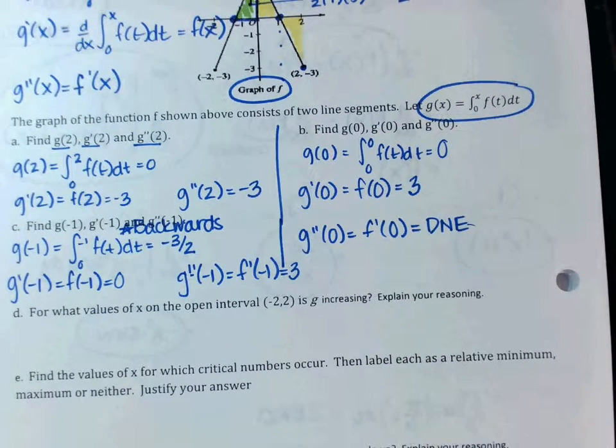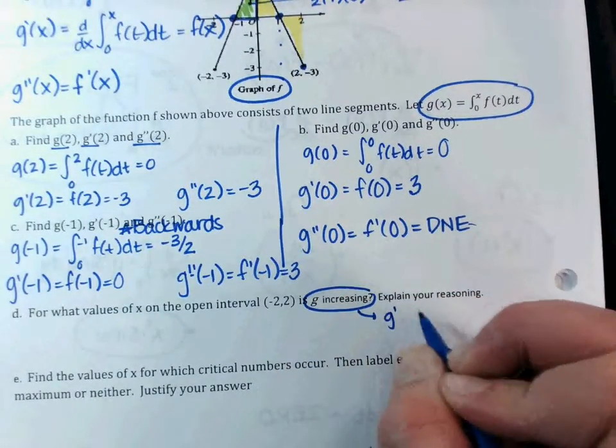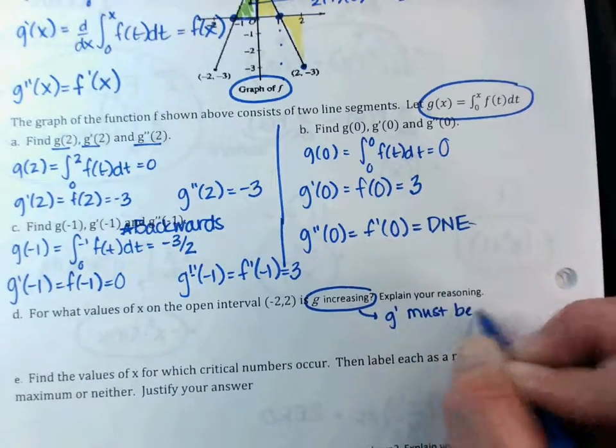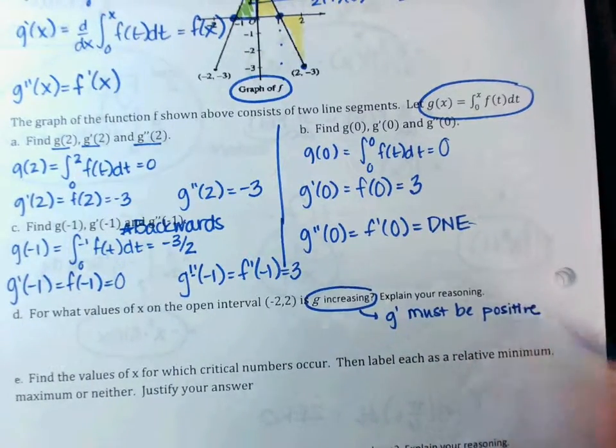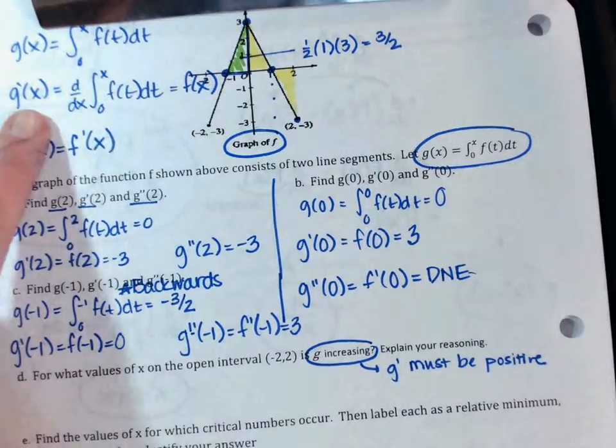We want to know when g is increasing. So this is where you have to think. For g to be increasing, what does g prime have to be? g prime must be positive. And if g prime is going to be positive, what is that in the graph of f? g prime is the same as the derivative. Okay, f. So g prime in this graph is really f of x.